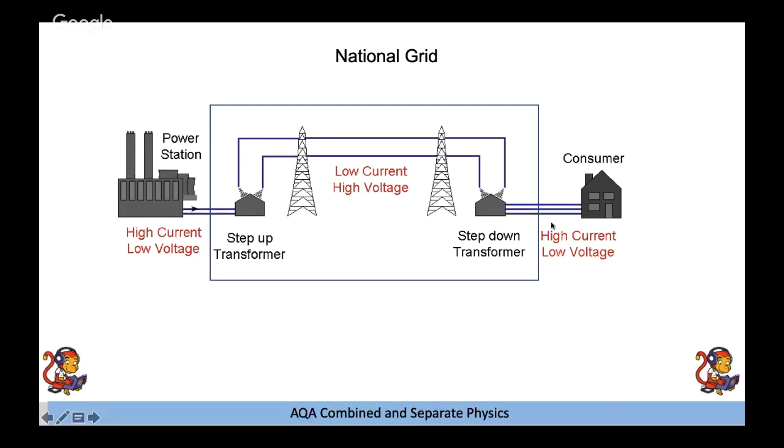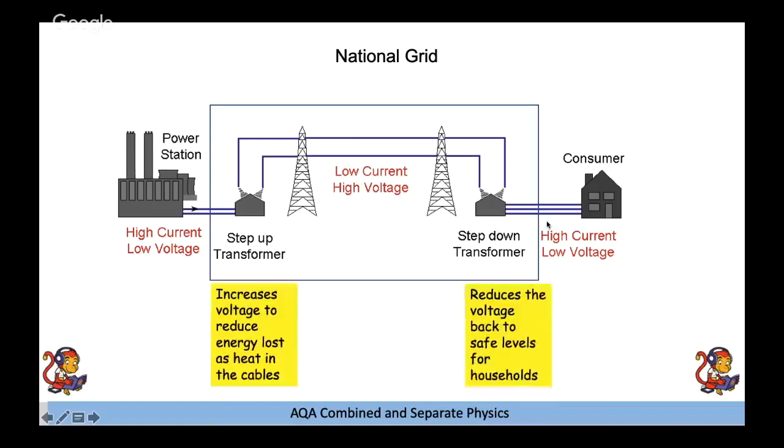Now, what do we need to know about step-up and step-down transformers? Well, we need to know that a step-up transformer increases the voltage to reduce the energy loss in the cables. So we need to increase the voltage. A nice way of thinking about that is step up: U is next to V in the alphabet. That's how we remember that step up increases voltage. Both of these refer to voltage. So step up, increase the voltage, reduce the energy lost as heat in the cables.